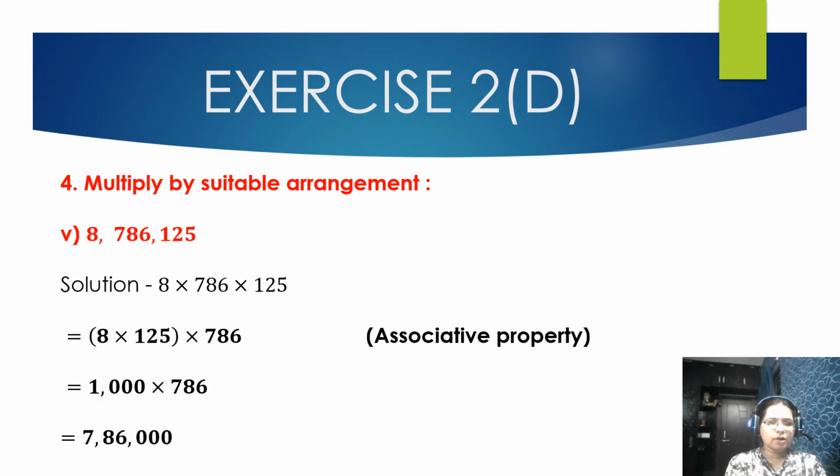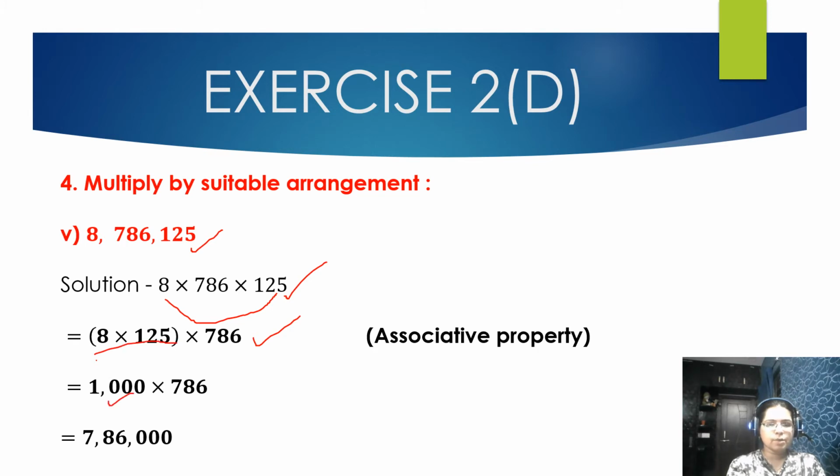Now multiply the numbers, and numbers given are 8, 786 and 125 in fifth bit. So we multiply now 8 multiplied by 786 multiplied by 125. If we multiply 8 with 125, we get 1000. So this will be easy to multiply. So (8 multiplied by 125) inside the bracket, multiplied by 786, and this is the associative property of multiplication of whole number. Now 8 multiplied by 125 is 1000.